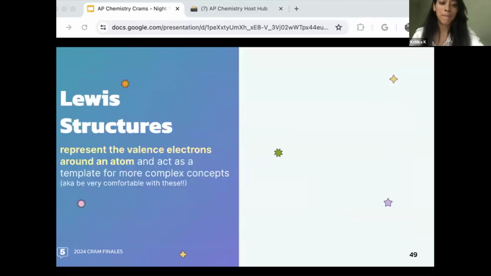All right, I'm back. I'm going to take over for a bit from Kaya, and I'm going to talk about some Lewis structures. I know this is everyone's very favorite topic. It's one of my favorites, actually.